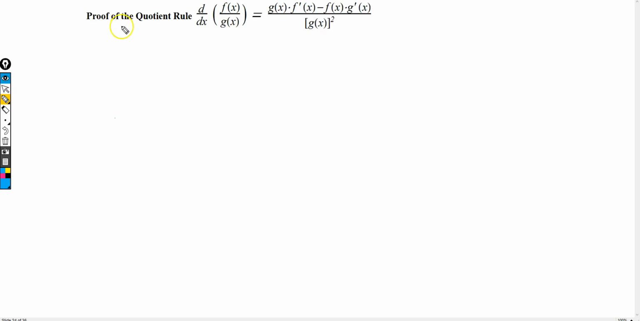Now here we're going to look at the proof of the quotient rule. Now you'll see that this is very similar to the proof of the product rule, but with just a little bit more algebra involved. So we want to start out by looking at the derivative of f over g. So we want to evaluate. And we're going to go back to our limit definition for that.